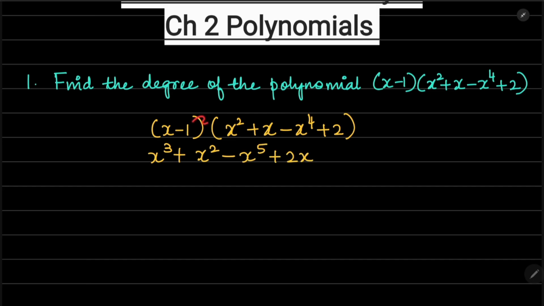And then what would you do? This minus 1 multiplied by all of these 4 terms. So minus x square. So minus 1 into x is minus x.